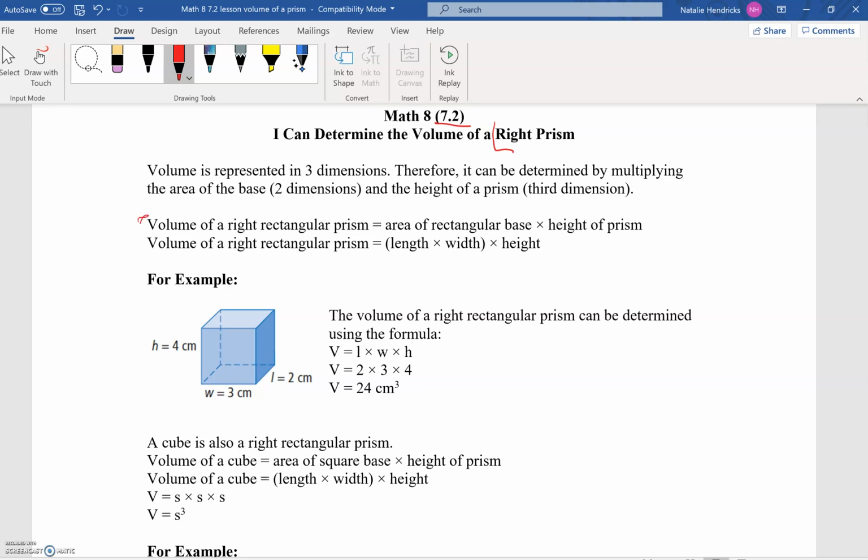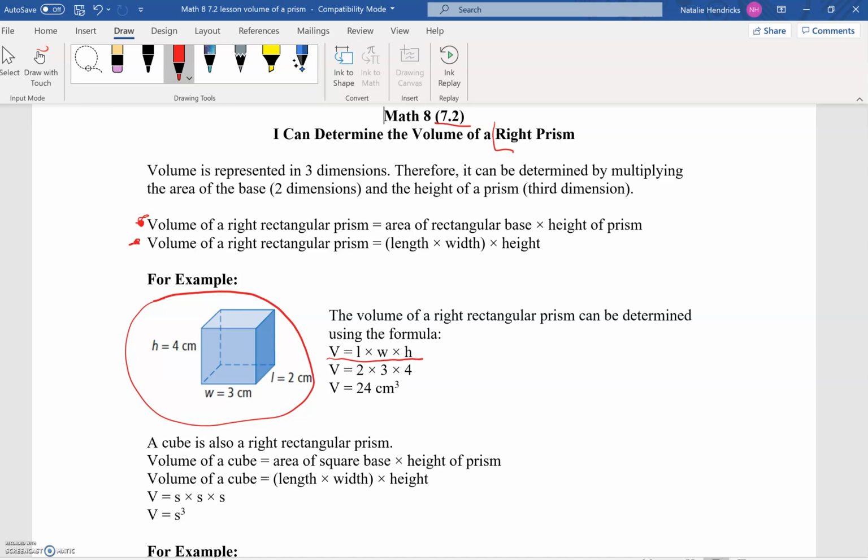So for volume, there are 2 different ways that you can do it. The volume of a right rectangular prism is the area of a rectangular base times the height of the prism. If you want to break that down, the volume of a right rectangular prism is length times width times height. So here is an example. Let's look at this cube right here. The volume of the right rectangular prism can be determined using volume equals length times width times height.